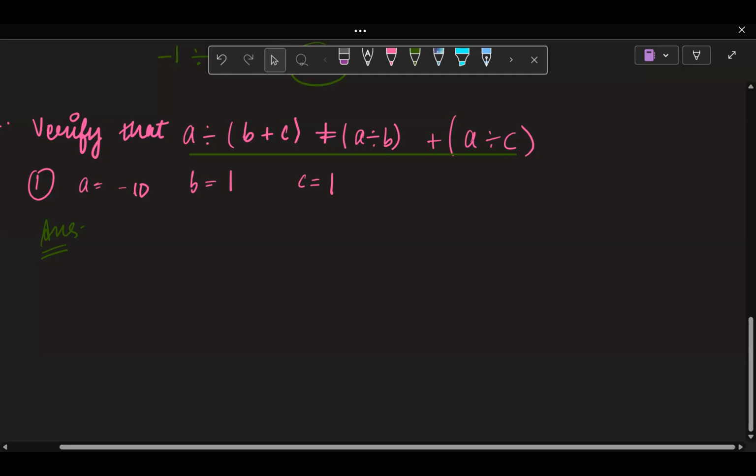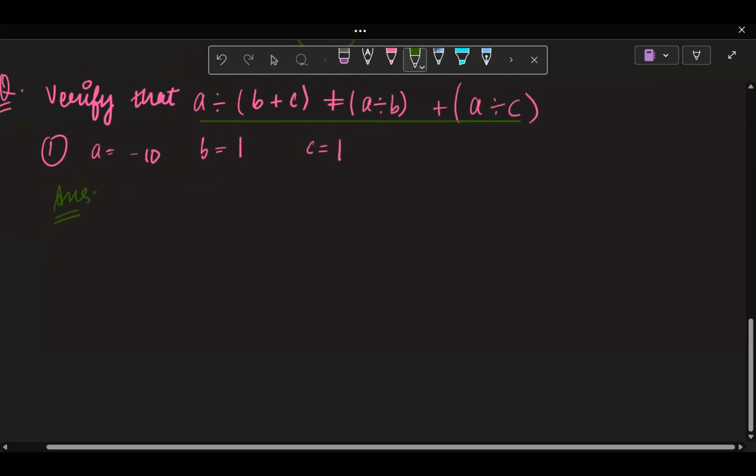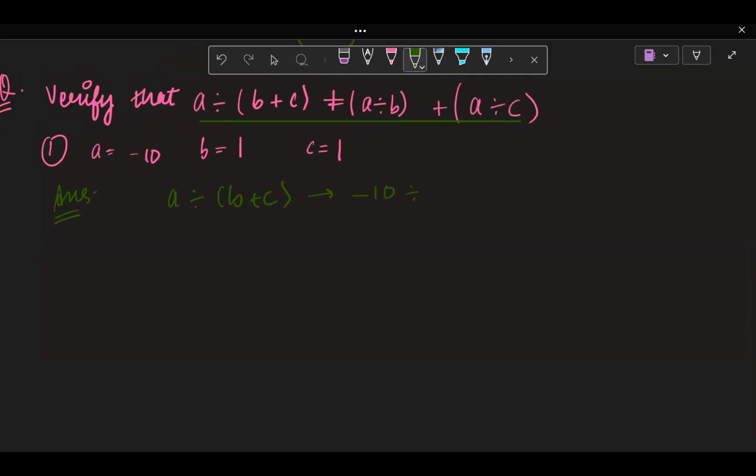What we have is, first of all, A divided by B plus C. So what is A divided by B plus C equal to? It is equal to minus 10 divided by 1 plus 1. So that means minus 10 divided by 2.